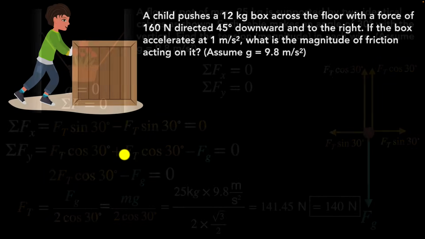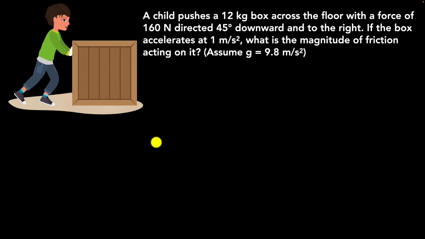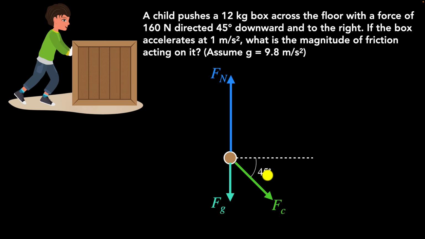All right, last problem. Great idea to see if you can try to do the whole thing all by yourself. All right, so we have a child that's pushing on the box and there are a bunch of forces acting on the box. So let's draw the free body diagram and draw all the forces. Well, we have the force of gravity. We'll also have a normal force acting on it because of the floor pushing on it. Then there is the force that the child is exerting at an angle of 45 degrees downwards to the right. And there will be a frictional force.